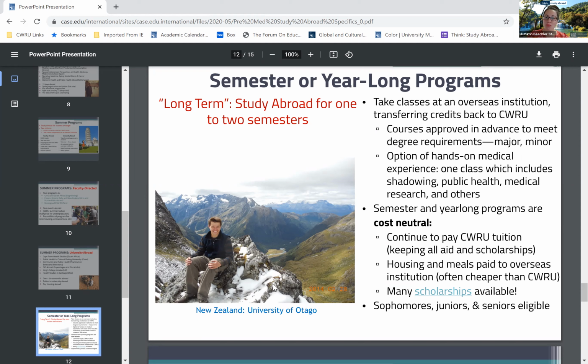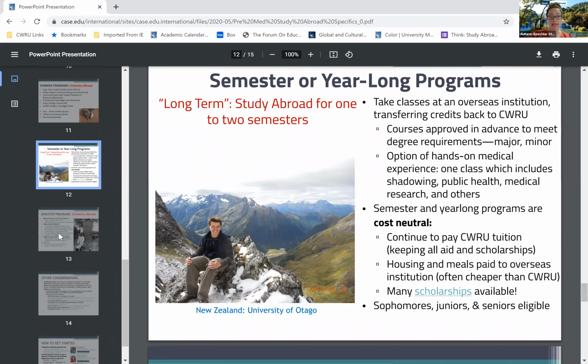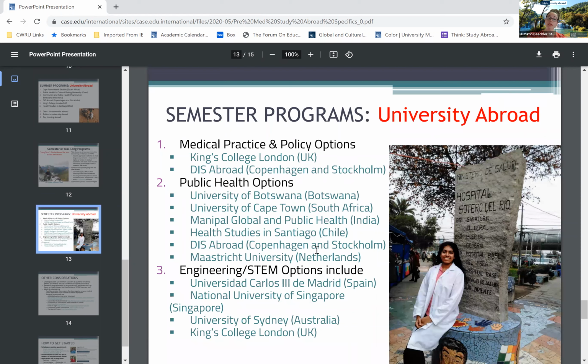Semester and year-long programs tend to be cost neutral. What that means is you keep paying your Case tuition at your normal rate. That doesn't change. You keep your aid, you keep your scholarships. And then you pay your housing and meals to the overseas institutions, which usually ends up being cheaper than at Case. And there are lots and lots of scholarships available on our website as well to alleviate some of those costs if it seems like it will be too much. Sophomores, juniors, and seniors are eligible. And here's a listing again of some of the programs that have that clinical exposure opportunity.